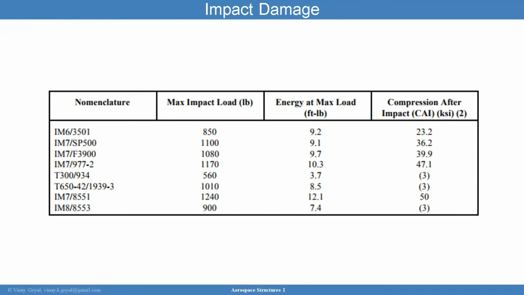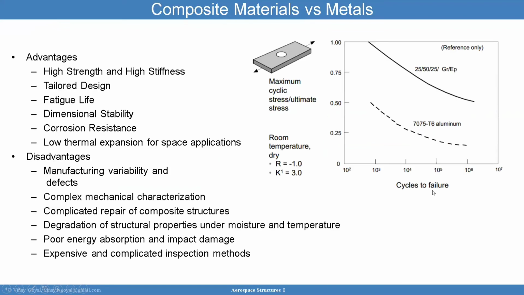Impact damage: what I'm showing here is the maximum impact load that was applied and the compression after impact. What I want is a situation where, when I have an impact event at a particular energy level, the compression after impact is not greatly reduced. You see here IM7 does really remarkably well. The compression after impact is large. So after impact, when I apply compression, you can see how IM7 8551 does very well. That's the kind of material you're going to be seeing used quite a bit.